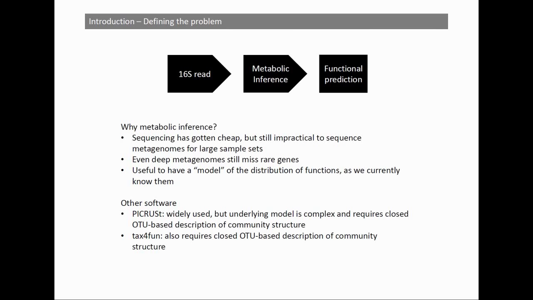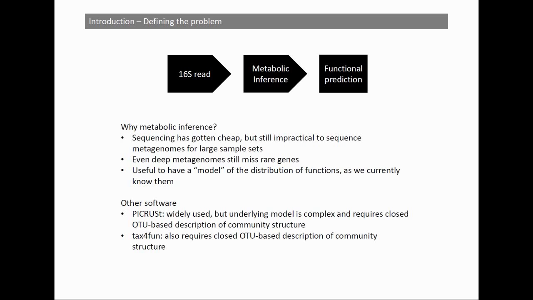So why might we want to conduct a metabolic inference? Sequencing has gotten very cheap, but it is still impractical to sequence metagenomes for very large sample sets. We would not, for example, want to try to sequence metagenomes for many hundreds or many thousands of samples, but these are the size of the data sets that we often need to collect in order to apply the statistics that we want to do. Also, even very deep metagenomes still miss rare genes. So even if you spend a lot of money to sequence a given sample to a very extreme depth, there's no guarantee that you're going to capture all of the genes, examples of all the genes that are present. A metabolic inference can help you fill in some of those gaps.